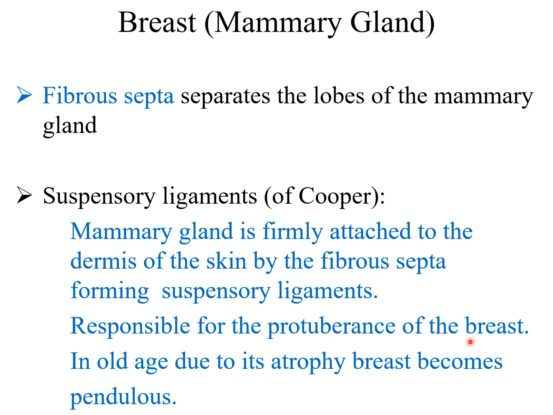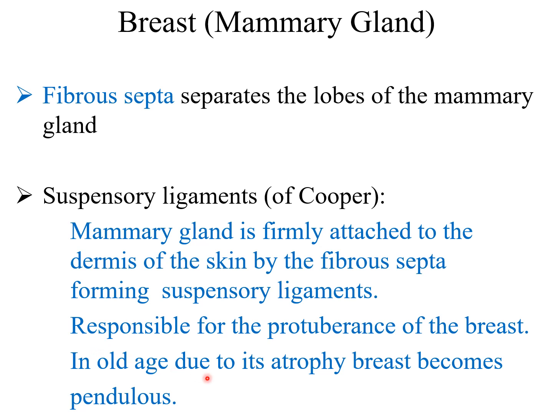In early adult life, the breasts are protuberant, and this protuberance is because of the presence of the suspensory ligaments of Cooper, which give them a projecting position and keep them in a specified area as well as a specified shape.